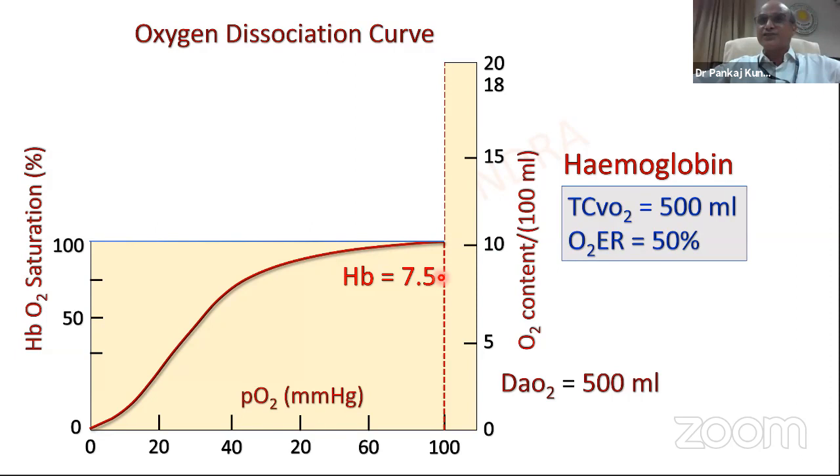But does it remain so? No, the body tries to compensate. The cardiac output has improved to 7 liters with the content remaining the same, and you'll find the delivery can be enhanced to about 700. So these are how the compensatory mechanisms take place to make sure that the tissues get enough oxygen.